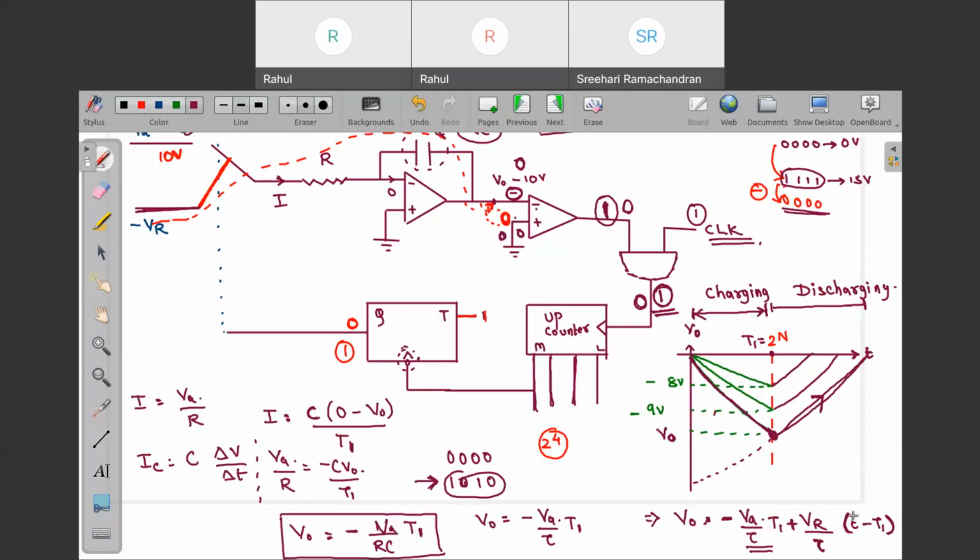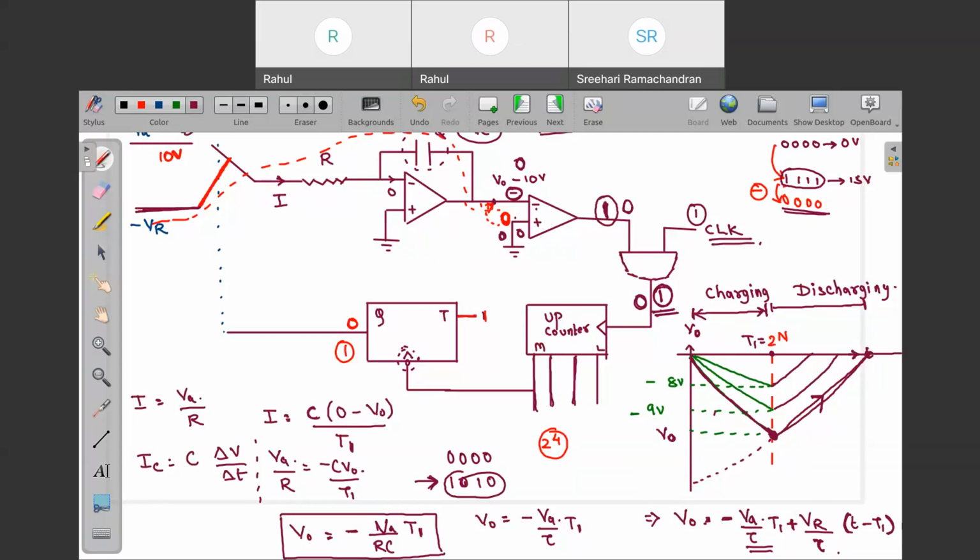So Vr by tau, t minus t1. Why? Because after t1 you have taken, and I am assuming that this is going up to t, so that is why I have taken t minus t1. In this duration, this much voltage is decaying, so that is why I have taken t minus t1. Now is this clear? Yes, sir.